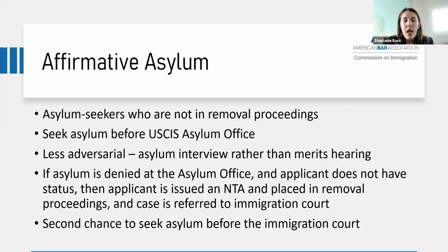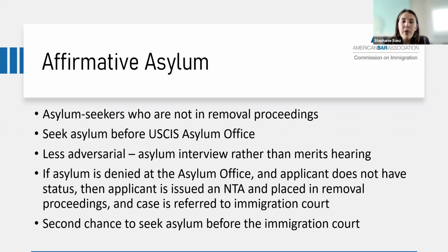And I want to briefly touch, before I talk about different options of what you can do if your client is in removal proceedings, on affirmative asylum, because these two options for seeking asylum could be potential options for your client. So affirmative asylum is for asylum seekers who are not in removal proceedings, who have either never been issued a notice to appear or whose case in immigration proceedings was closed, but they still want to seek asylum and think that they've got grounds for an asylum case.